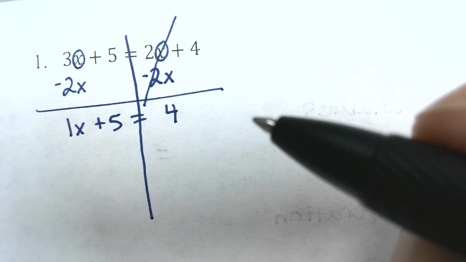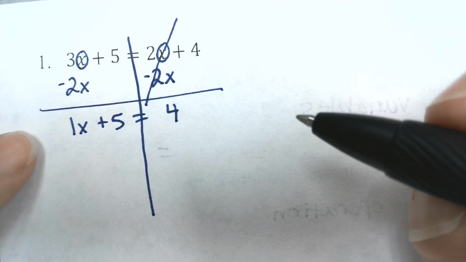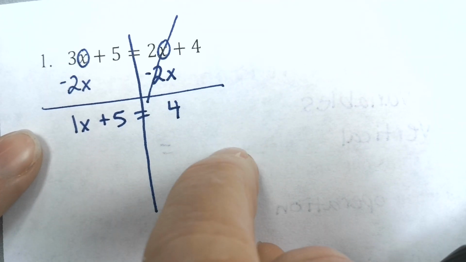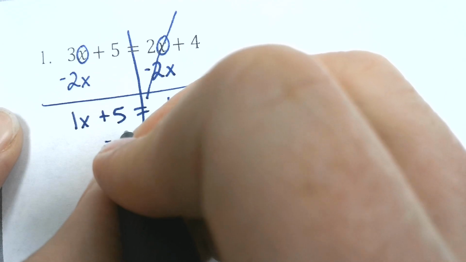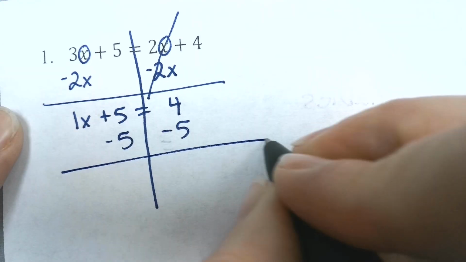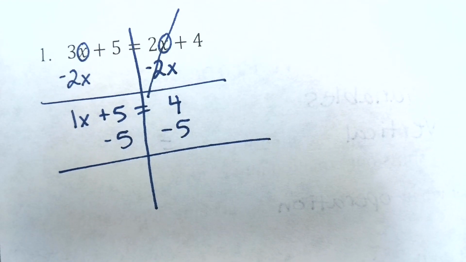We want to move the constant to the other side. So see how the x is on the left side? I want the constants on the right. So I need to move this plus 5. Do the opposite. Minus 5. Go ahead and use your calculator if you need to. If you're good at your operations, you don't have to, but it's there for you if you need it.